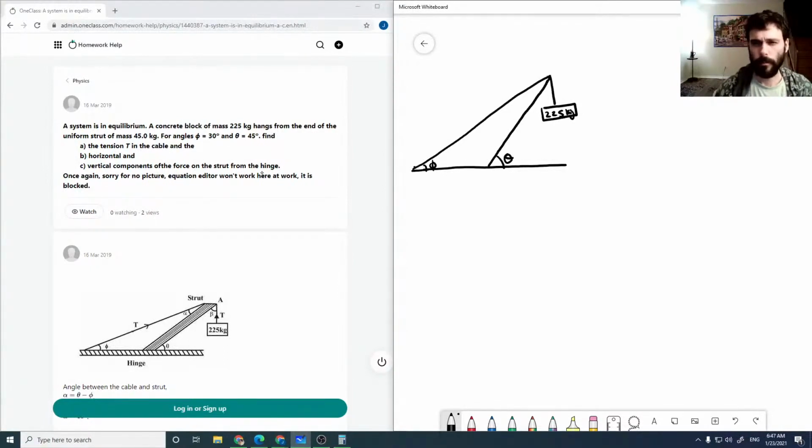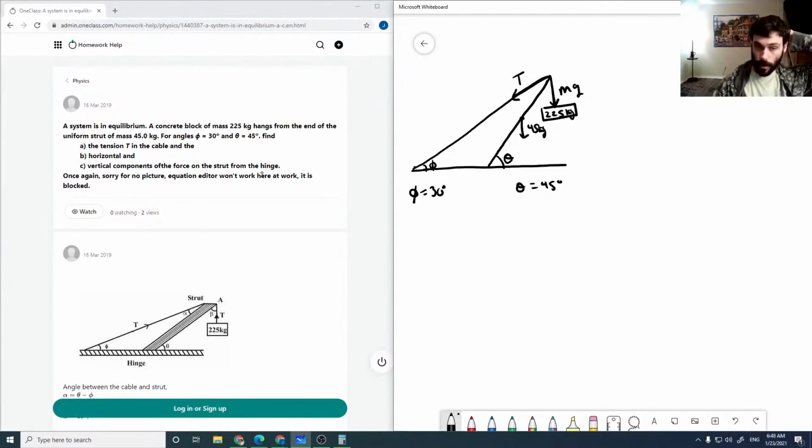So I'm going to go ahead and put my tension this way, because this is my mg force from this. And the strut itself is 45 kilograms. And then phi is 30 degrees. Theta is 45 degrees.